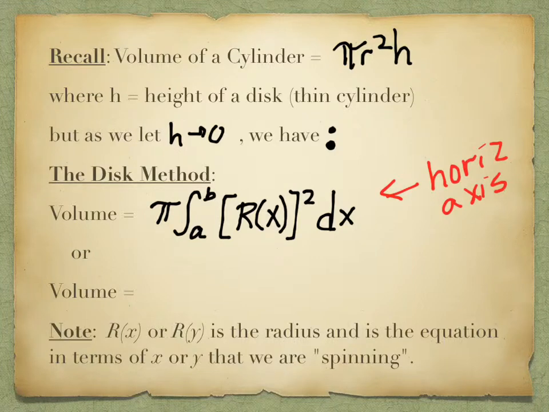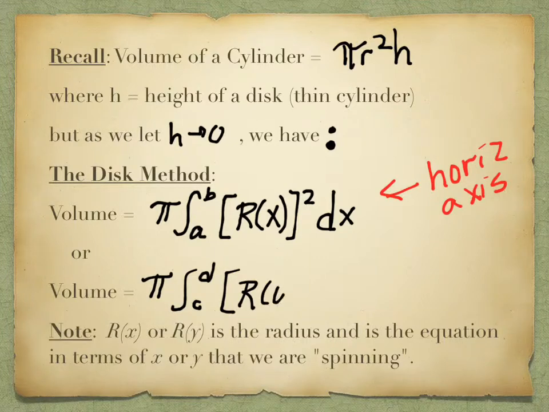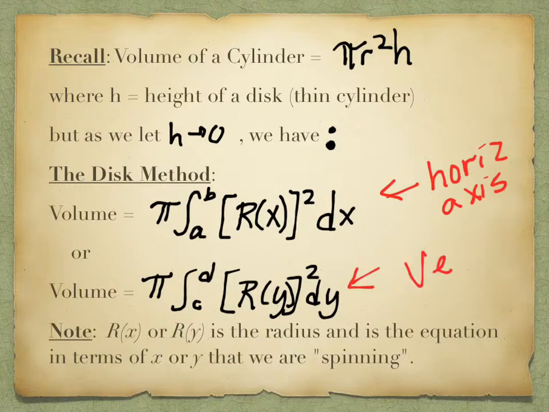And then, of course, the other one that he wrote and that we will have to be able to use as well is rotating around a vertical axis. So this is the integral from, and I'll call it c to d just so that it's recognized that it's different numbers. And this would be r of y dy, and the r of y is squared, just like the other one. So this one is used on your vertical axes of rotation.